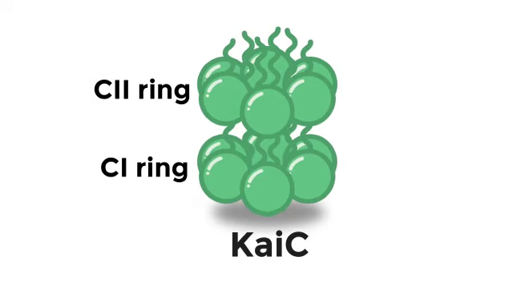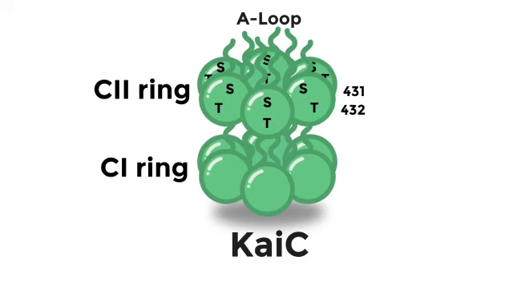The C terminal peptide on C2 of each monomer, called the A loop, alternatively dangles or is tucked into the ring. When dangling, it can be bound by KaiA. In addition, the C2 ring carries the amino acid residues serine at position 431 and threonine at position 432. These residues are sites of autophosphorylation by KaiC. KaiC also has autophosphatase activity.